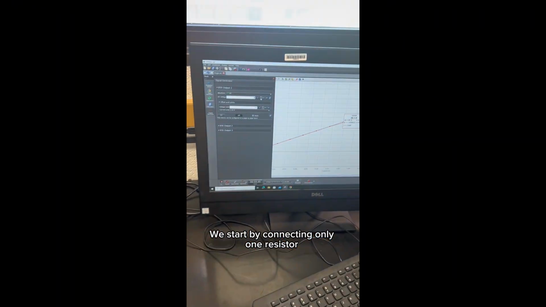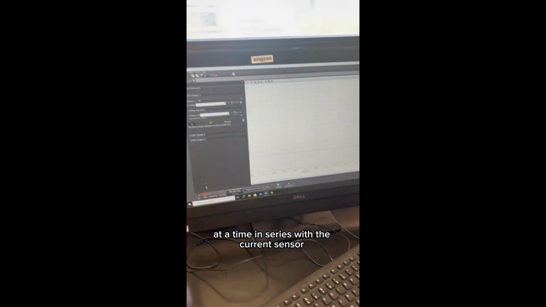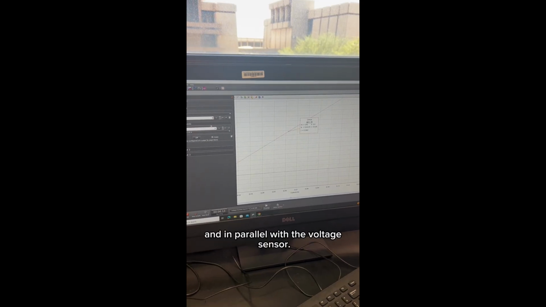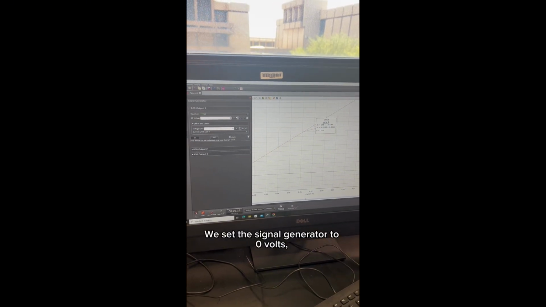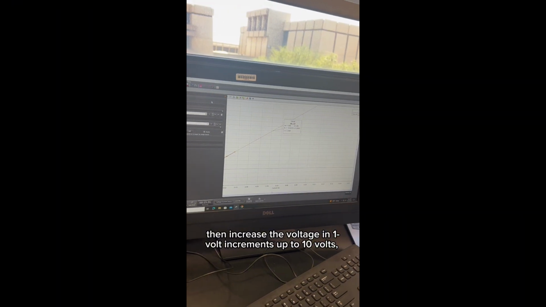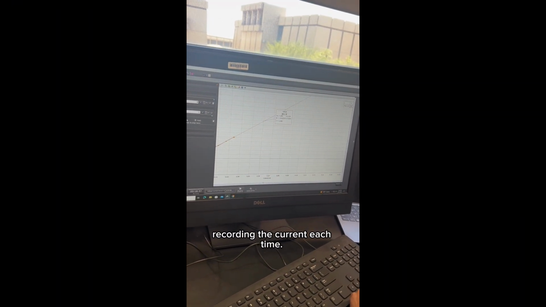We start by connecting only one resistor at a time in series with the current sensor and the signal generator, and in parallel with the voltage sensor. We set the signal generator to 0 volts, then increase the voltage in 1 volt increments up to 10 volts, recording the current each time.